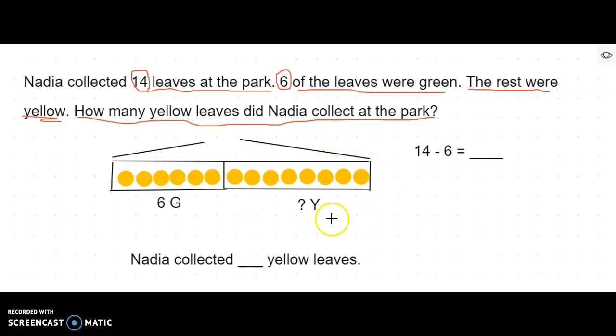So now that I've marked that up, let me check what I did again. So I have 14, which is my whole. Take away 6 equals, okay, that seems right. Nadia collected yellow leaves. Yes, because that's responding to the question I'm asking. I should probably put my whole up here. My whole is going to be 14. And I know one of my parts is 6 for my 6 green leaves. And then I have my question mark because I don't know how many yellow leaves I have. Can you count how many yellow leaves I have?